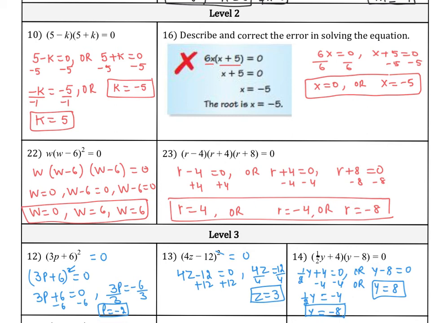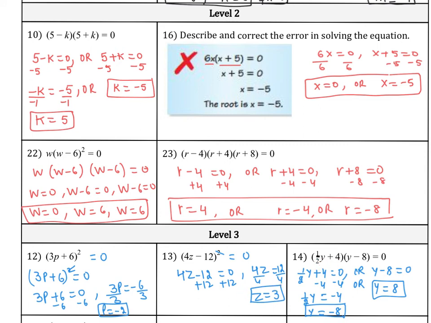Same thing for 13. You cancel the square by taking the square root on both sides. So if you want to get rid of the square, you can take a square root on both sides. The square and square root cancel, and the square root of 0 is 0. Just remember, even if you put that factor twice like that, you're going to only get one z value. When you add 12 on both sides and divide by 4, you got z is 3.